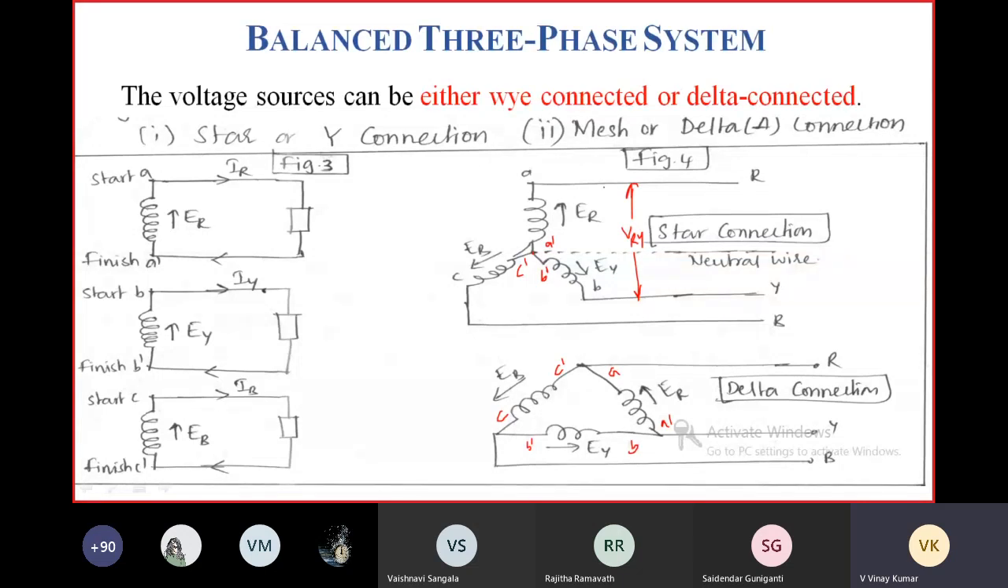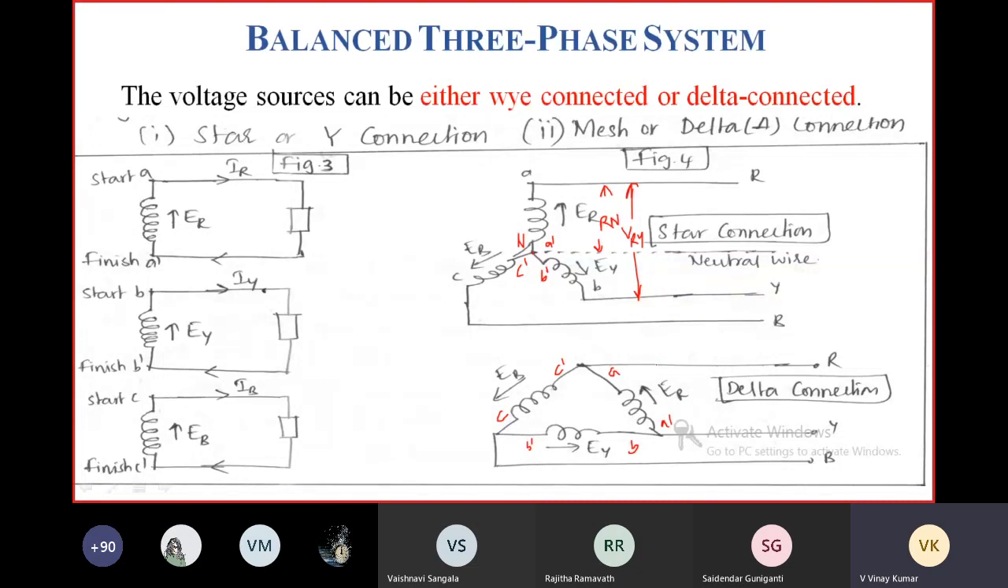The voltage between line to neutral, this is VRN. This is called phase voltage. This is neutral point N. The voltage between line to neutral is called phase voltage. The voltage between line to line is called line voltage. From this star connected system, you can collect phase voltage. Whereas here, line voltage is different as well as phase voltage is different.